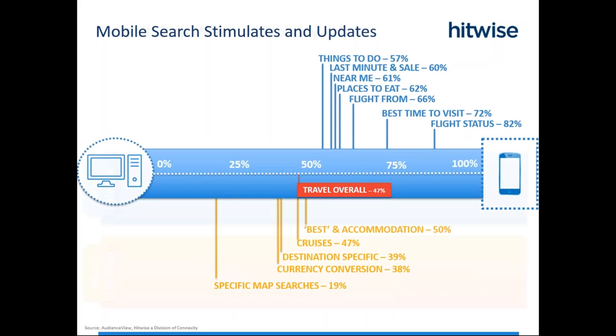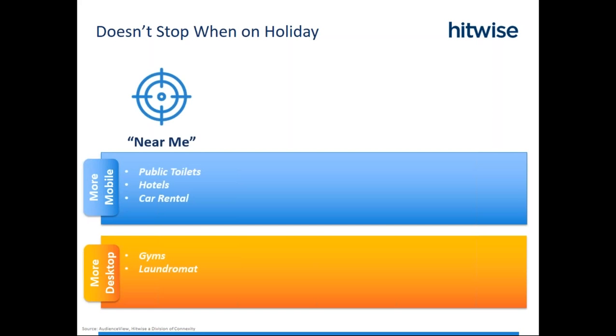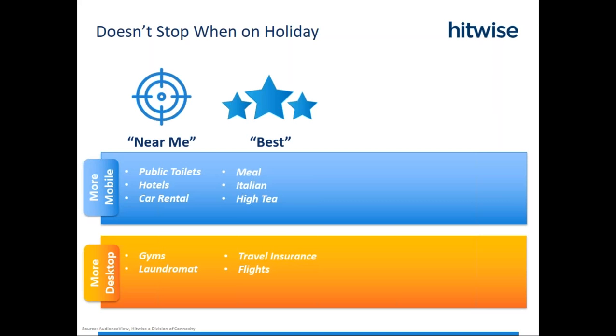So as I mentioned before, travel search on mobile doesn't stop when they're on holiday. So near me comes up again quite strongly, and what they're looking for is public toilets, hotels, and car rental. What they're more likely to do on the desktop is gyms and laundromats, and a lot of this is, I would assume, done before they're actually on holiday. The word best, again, as I mentioned, so these were some of the strongest keyword themes within best: meal, Italian, and high tea. Then on the desktop, it was more likely to be the best travel insurance and the best flights.